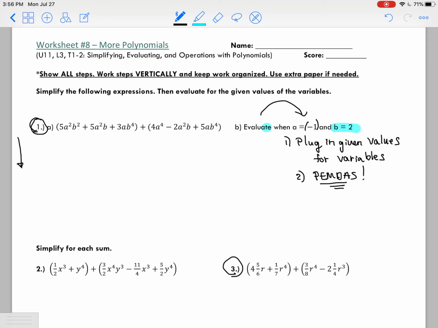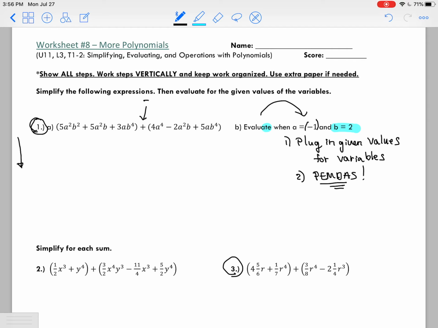So here we have, and the one thing we have to be clear about too is that we have an addition sign here. So it's one polynomial added to another polynomial. So these parentheses don't mean anything at this particular juncture, since we're just evaluating here. If this was a subtraction sign, we would have to multiply everything in that second parenthesis by a negative 1.